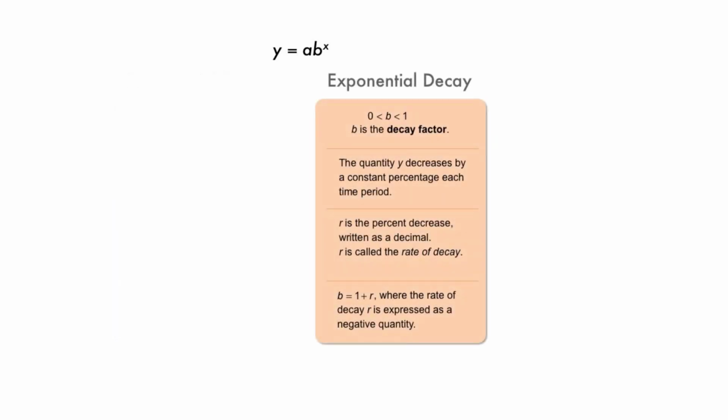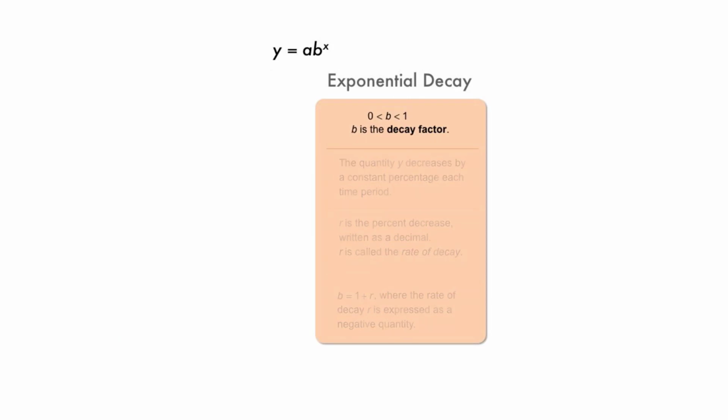On the right, exponential decay. In this case, b is between 0 and 1. b is called the decay factor. The quantity y decreases by a constant percentage each time period.